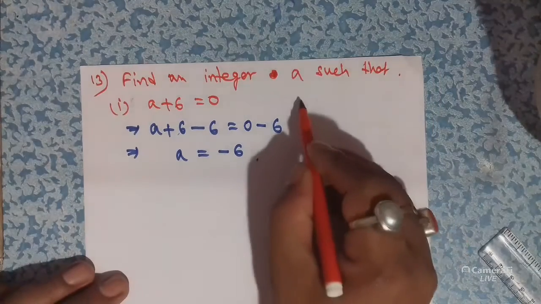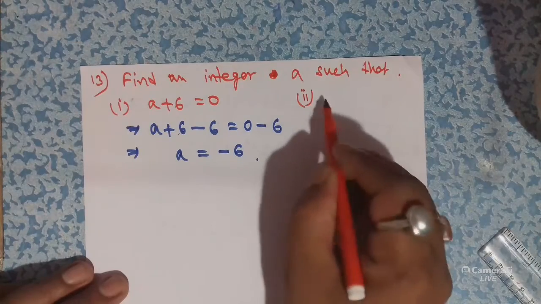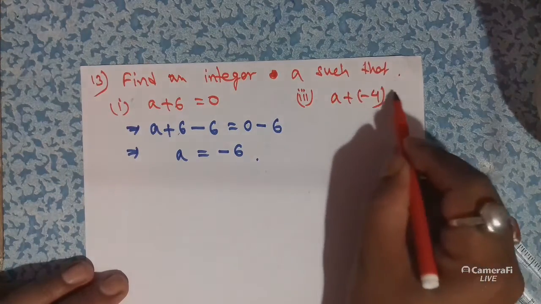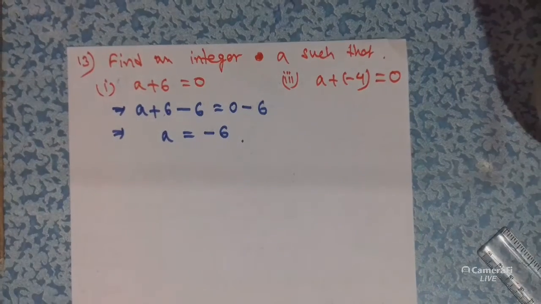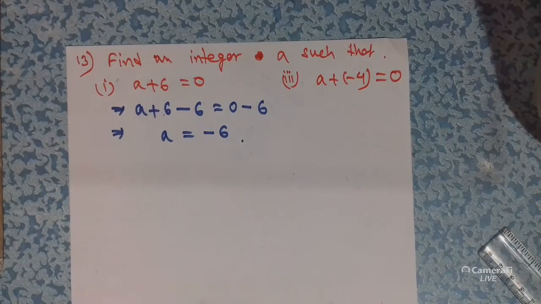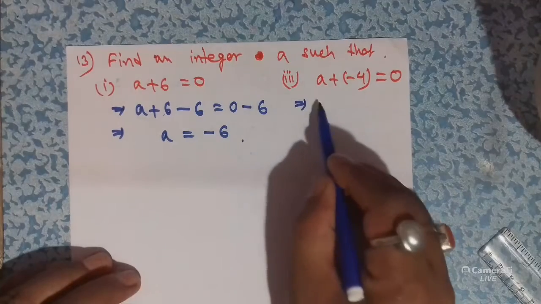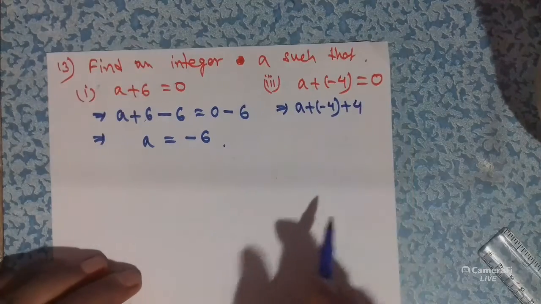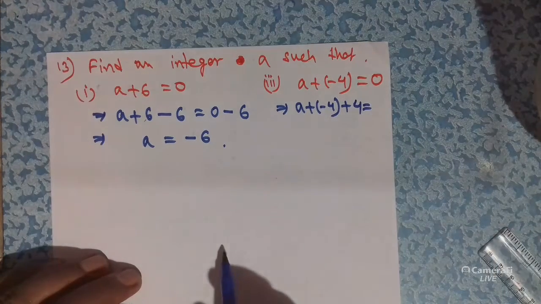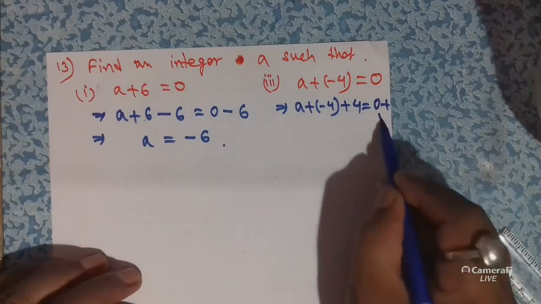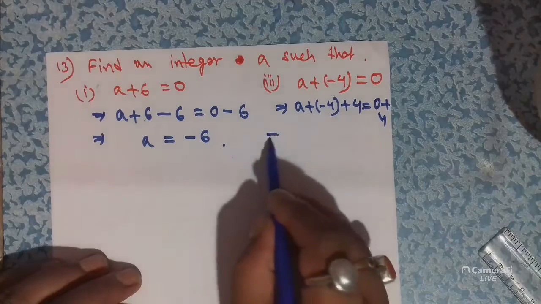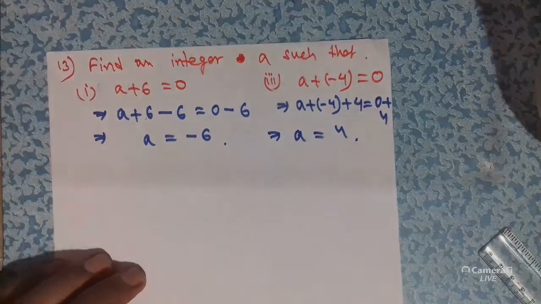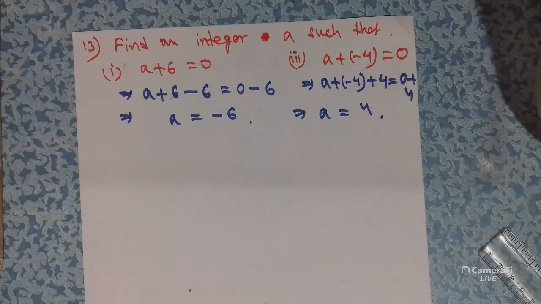Similarly, problem number 3, a plus of minus 4 is equal to 0. So here students, to the left hand side we have to add plus 4. So a plus of minus 4 plus 4. If we add plus 4 to the left hand side, we have to add plus 4 to the right hand side also. So plus 4 minus 4 is 0. So a is equal to 0 plus 4, which is 4. I hope all of you understood.